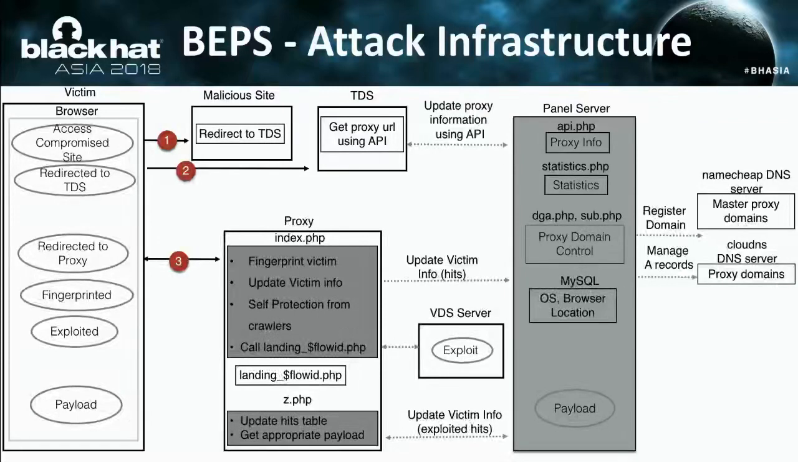The victim accesses the malicious sites and is redirected through the TDS, which gets the updated proxy server IP or domain using the API, and the victim is redirected. And this is the actual landing server. The proxy server proxies the traffic between these, and the victim is exploited, and finally the malware is downloaded and the victim is infected with malware. So it's almost the same as the RIG exploit kit.